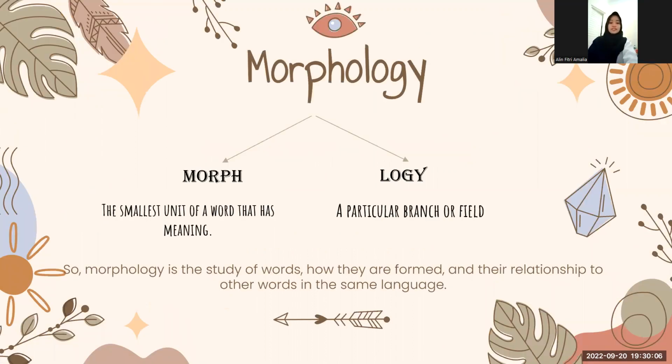So, what is morphology? Morphology is etymologically derived from two words: morph and logy. Morph is the smallest unit of a word that has meaning, and logy is a particular branch or field. So morphology is the study of words, how they are formed, and their relationship to other words in the same language.